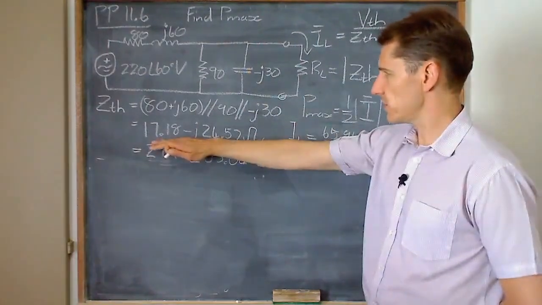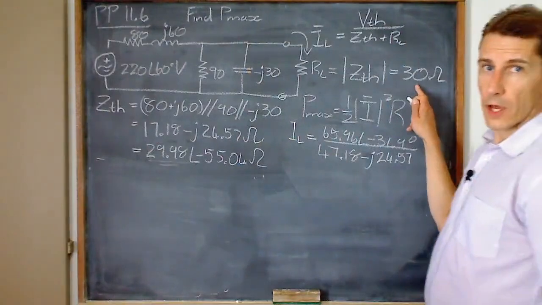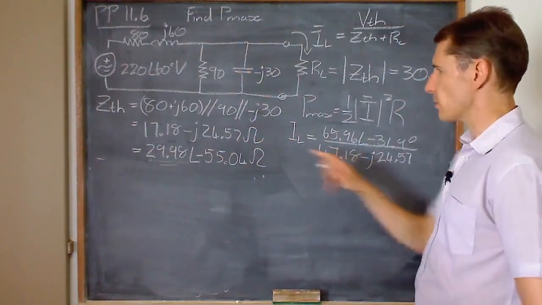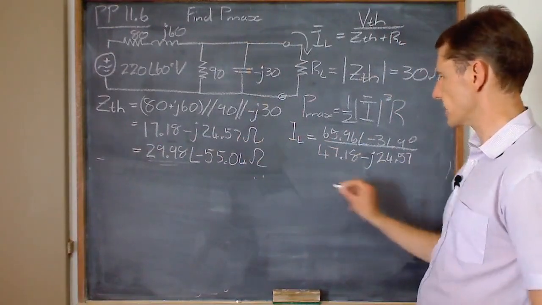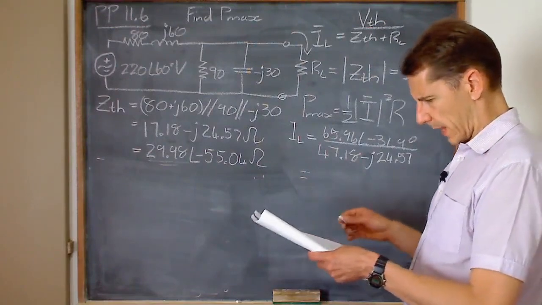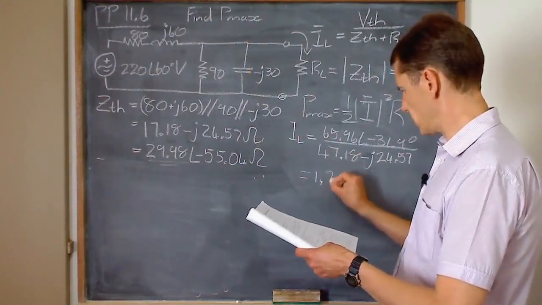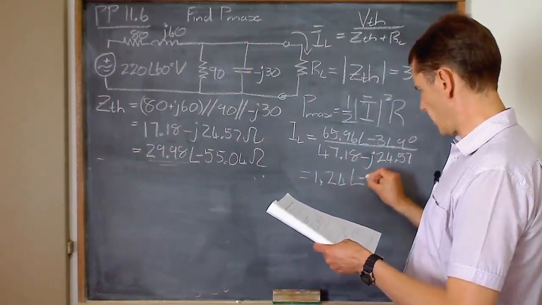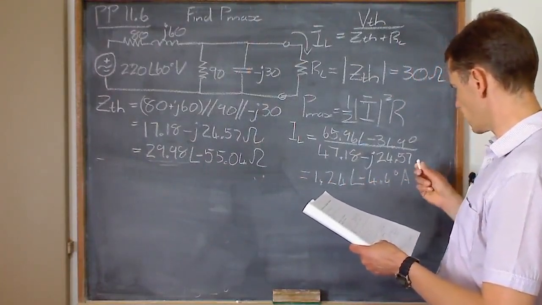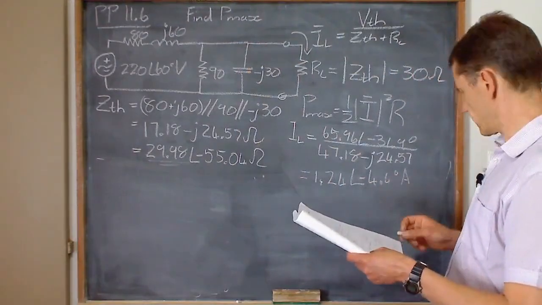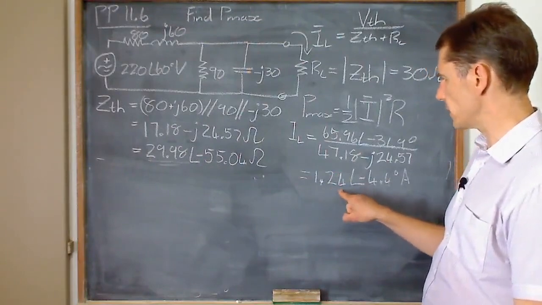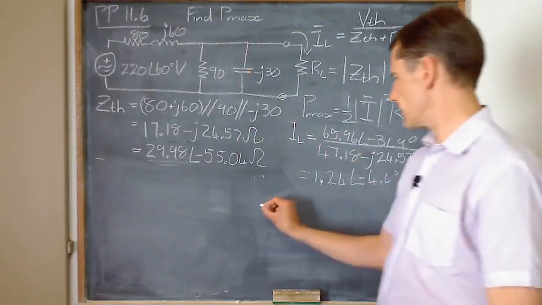Here is my Z-Thevenin plus RL that I know is now 30 ohms. So the 30 plus the 17.18 gives me the 47.18, and the minus J 24.57 stays the same. And you do the crunching, and you will get 1.24 angle minus 4.4 degrees amps. Hey, chalk. Yes, right. But I'm only looking for the magnitude. So I'm only interested in this 1.24 that needs to go into that.